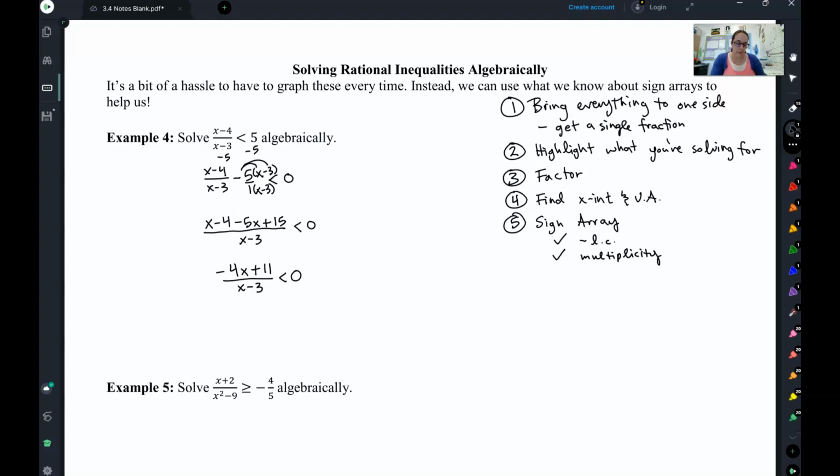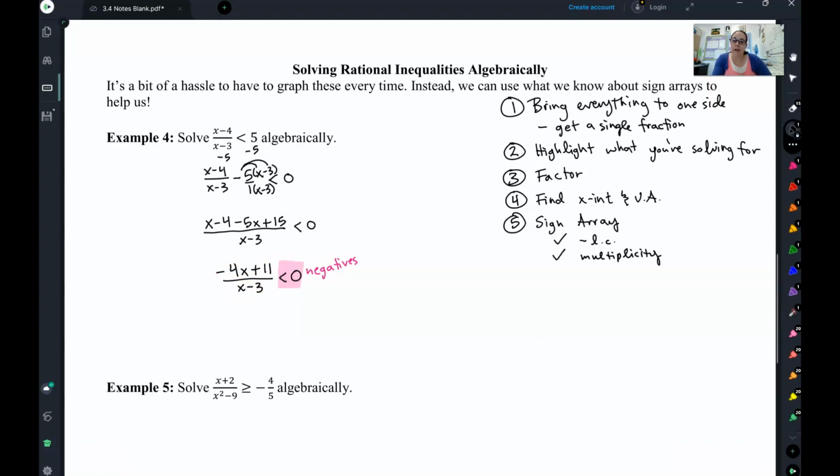Step 2 is where we highlight what we're solving for. In this problem, I want to find where everything is less than 0. So on my sign array, I am looking for all my negatives. That's what I'm looking for. Step 3, factor. Look at my top and my bottom. There's not really anything to factor here, so I can go ahead and skip that step.